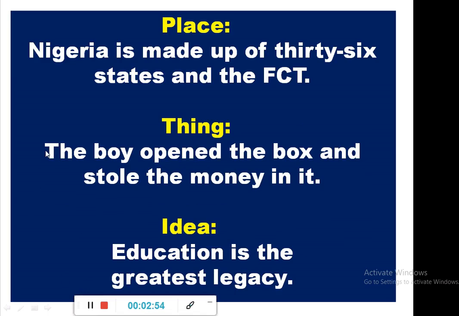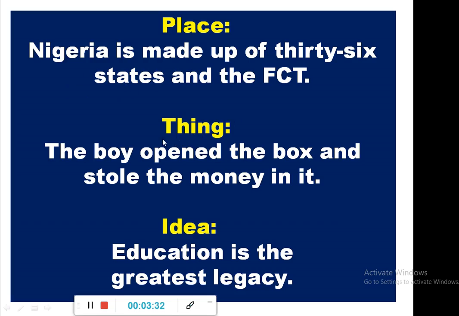Now, place. Nigeria is made up of 36 states and the FCT. Nigeria is the name of a country. Then we have states as a place in Nigeria, and FCT also as a place in Nigeria. And so Nigeria is a proper noun because it is the name of a particular country. There are many countries out there, but Nigeria is the name of a particular country.